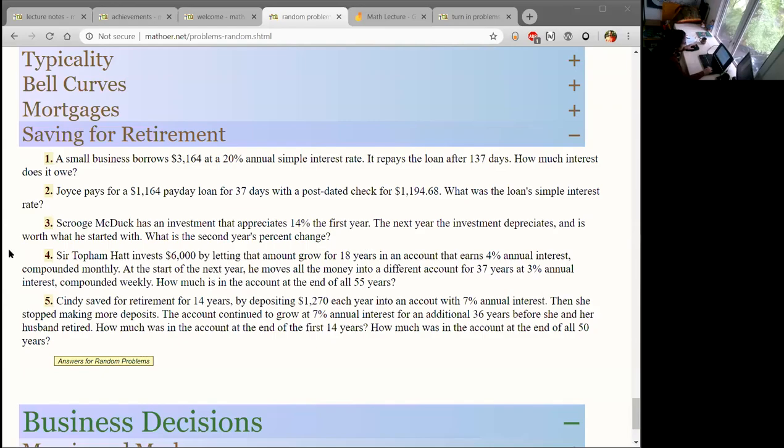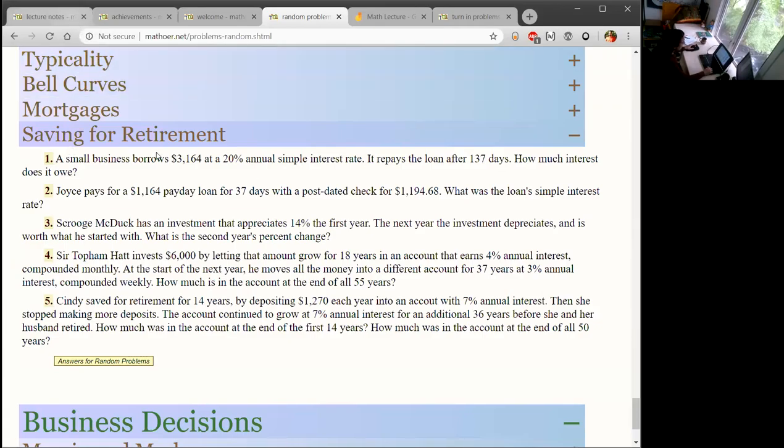We're going to start the random problem for saving for retirement number 4, with compound interest that has both a monthly and a weekly part, to see the difference, as a review problem. Before that, two quick announcements.